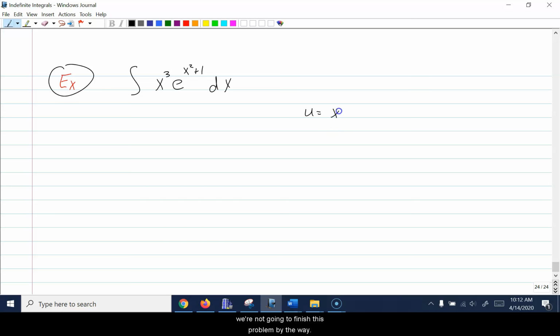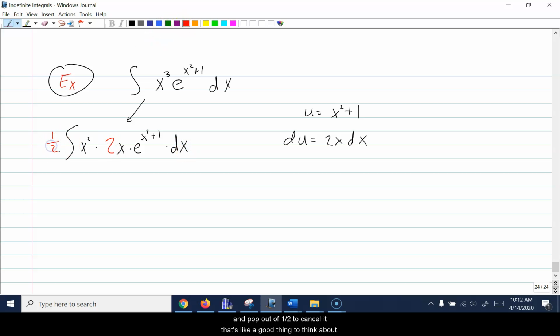If u is x squared plus 1, can I do that substitution right now? What's du? Du is 2x dx. I might be tempted to peel off one of these x's to be used as the du. Like I can rewrite this as x squared times x times e to the x squared plus 1 times dx. And I also wish there was a 2, so I'll push in a 2 and pop out a 1/2 to cancel it. That's a good thing to think about.